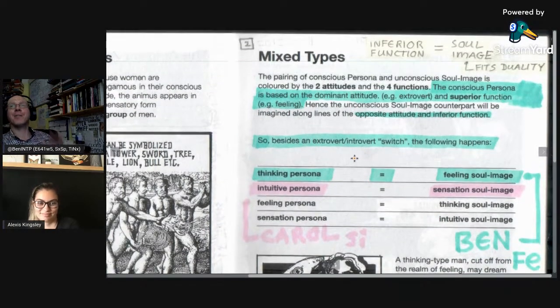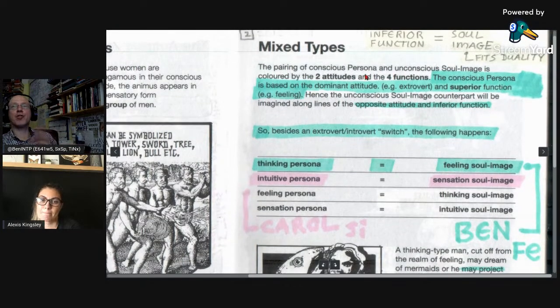Right. So mixed types. So this matches up the idea of the B-side, the inferior function. So my complex equivalence is the inferior function equals the soul image. So the pairing of conscious persona and unconscious soul image is colored by the.